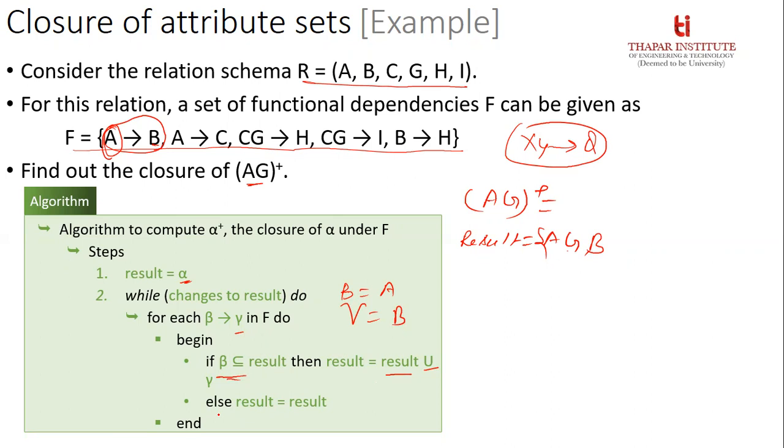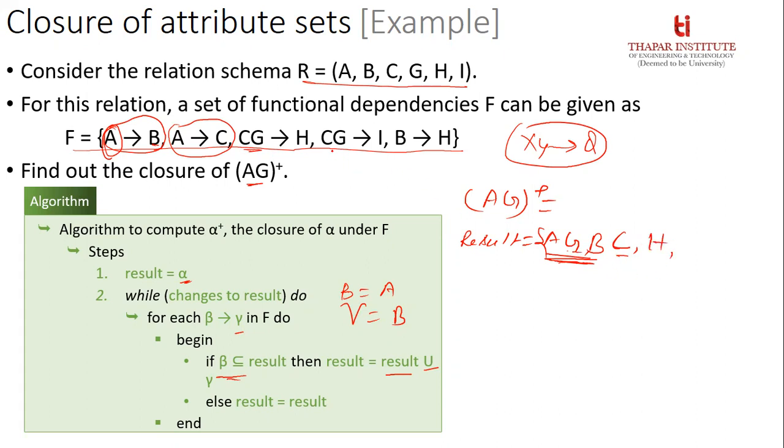Now you have to go again in this loop and check for the next functional dependency. Yes, we are checking A tends to C. A again is a subset of AG plus. Now the subset check is to be done against the whole result. So now we have to include C in the set. Next time check CG is a subset. Yes, CG is a subset. So H will be in the set.